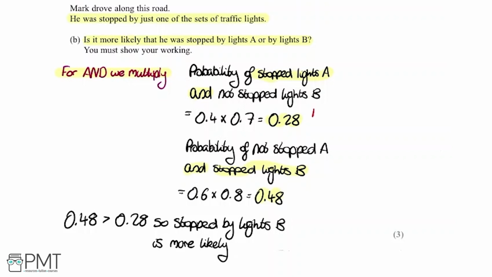So in this part of the question, we get 1 mark here for multiplying our probabilities together. We got a second mark for getting the correct results here. We got a third mark for a correct conclusion by comparing the probabilities.